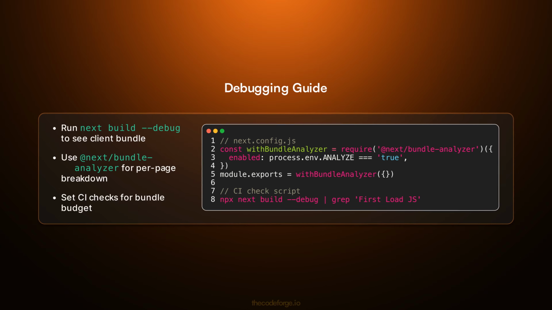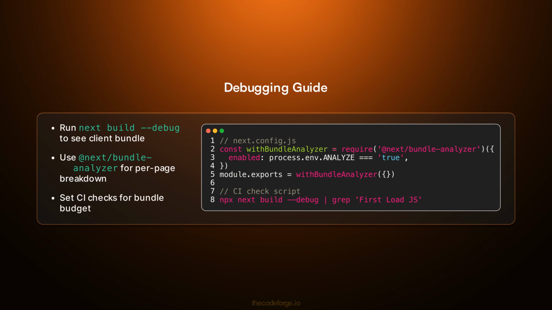To debug client bundle size, run next build --debug to see per-page JavaScript. Use @next/bundle-analyzer for a visual breakdown. Set CI checks to fail if the bundle exceeds your budget.